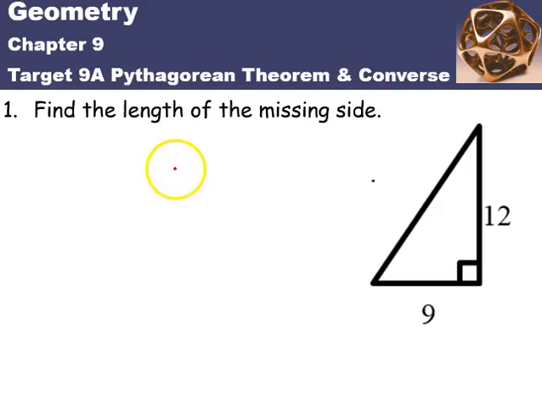Okay, so this is the Target 9A Pythagorean theorem and the converse of the Pythagorean theorem retake video. So this first one, we're finding the length of this missing side right here. So why don't we go ahead and call it x.